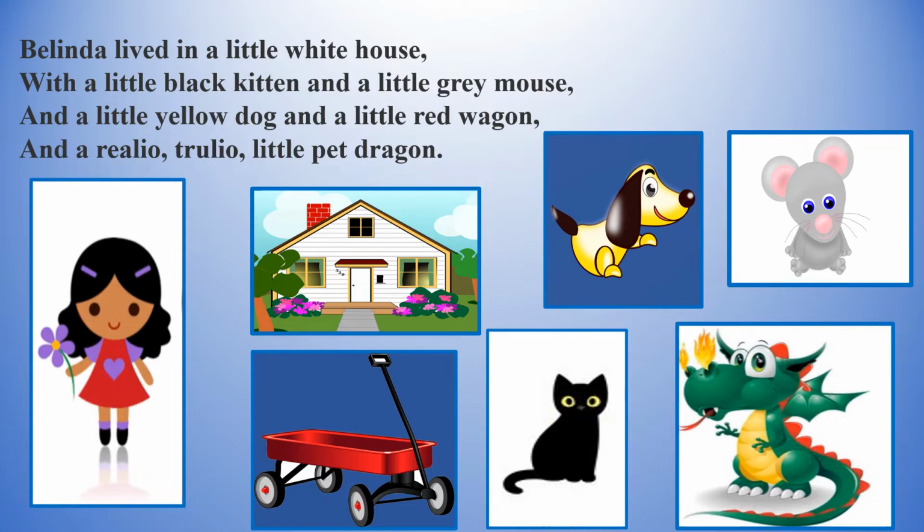So, what do we come to know from the first stanza? We come to know that there was a girl named Belinda who lived in a little white house along with her pets: a black kitten, a grey mouse, a yellow dog, and a real and true little pet dragon. And she had a little red wagon also. And wagon means a cart, a kind of vehicle, as you can see in the picture here. So Belinda had a little cart also.